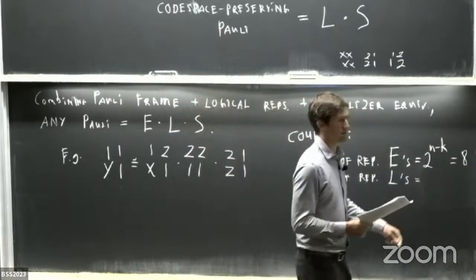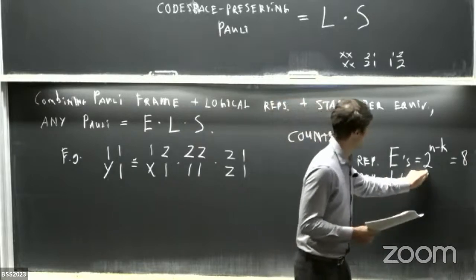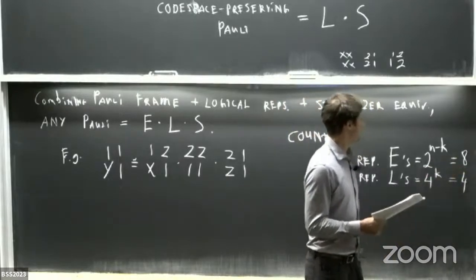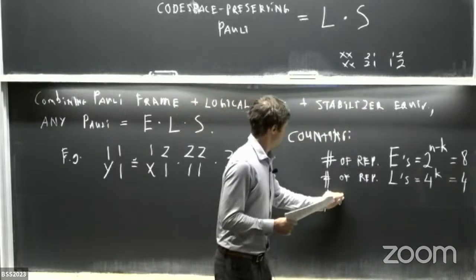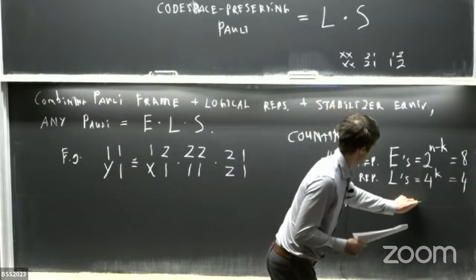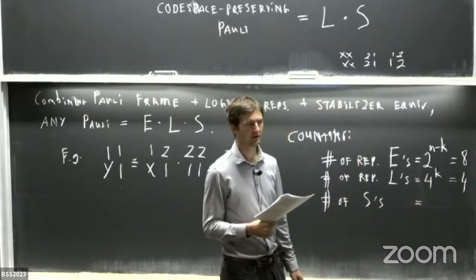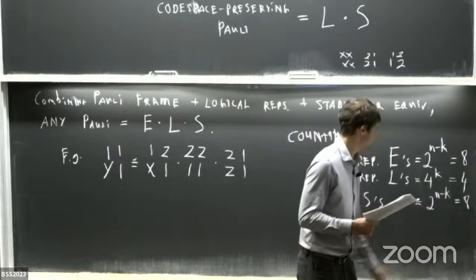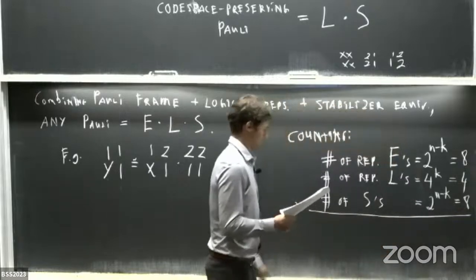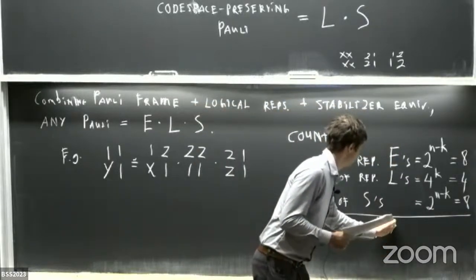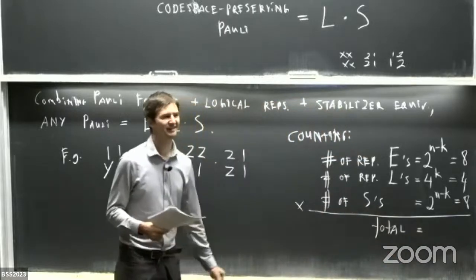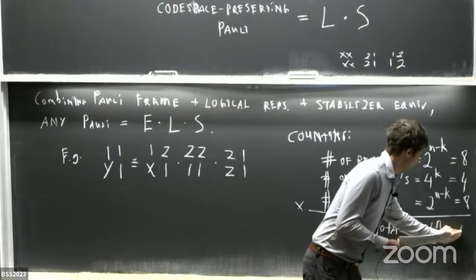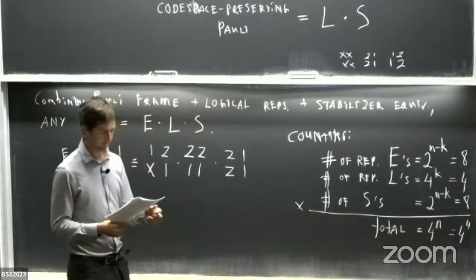Well, that's how many logical qubits we have. So each logical qubit has identity, X and Z, 4 different Paulis per logical qubit, times k, where k is the number of logical qubits. For us, this is 4. The number of S's. How many S's do we have? We also have 8, 2 to the n minus k also. We multiply all this together. What should we get? Remember I said any Pauli string. We should get 4 to the n, 4 to the 4. Okay.